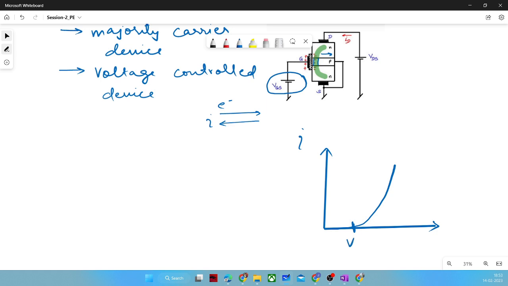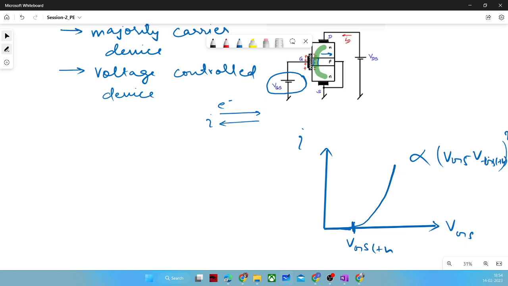So till this point, you apply VGS, no current will flow, and after this VGS(th) value, your channel will be formed here, and the current will increase as a square of VGS minus VTH. It will be directly proportional to (VGS minus VGS(th)) all squared.